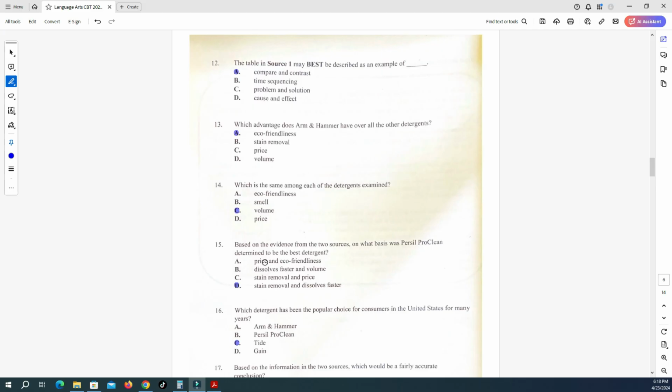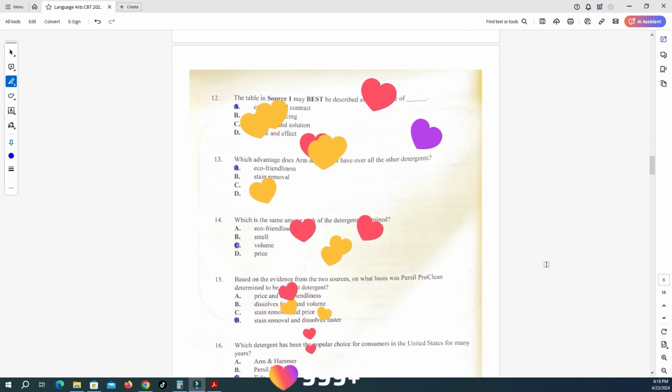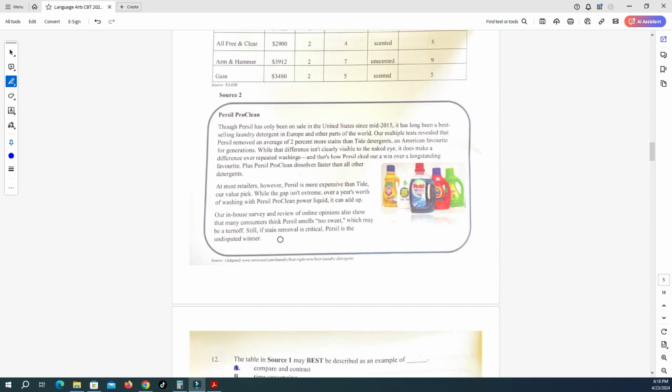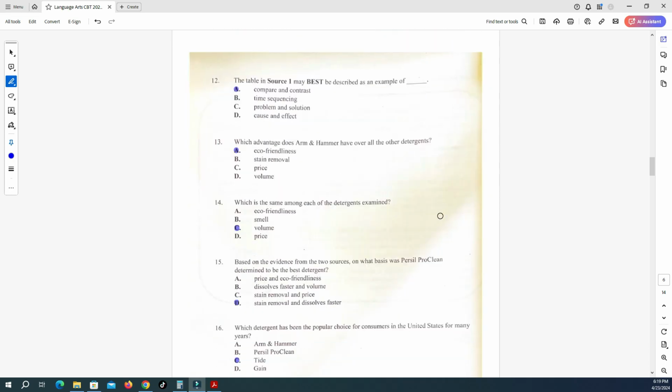Okay, so number 15, based on the evidence from the two sources, on what basis was Persil Pro Clean determined to be the best detergent? I chose stain removal and dissolves faster, because that's what it says. It says still, if stain removal is critical, Persil is the undisputed winner. And also, it did say somewhere here that it dissolves faster than any other. So here it is. Plus, Persil Pro Clean dissolves faster than all other detergents. So I chose this plus that. So that is why I chose that one.